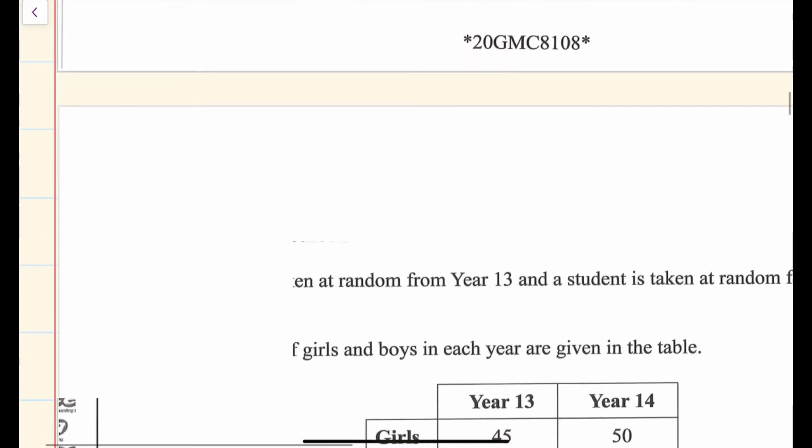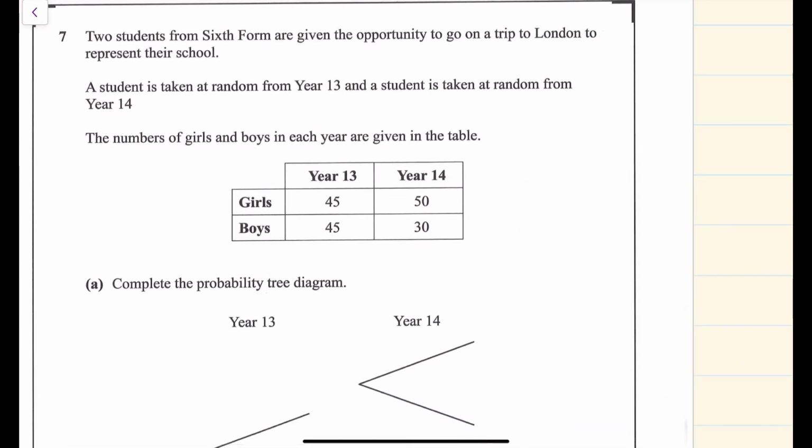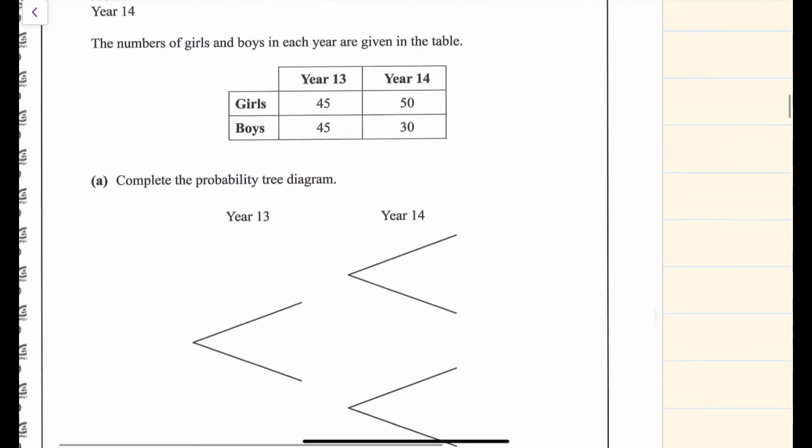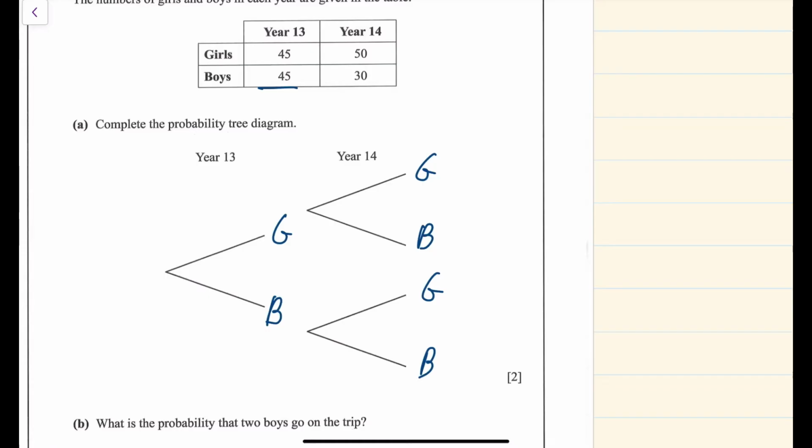Okay, next one, what are we on to? Question 7. 2 students from sixth form are given an opportunity to go on a trip to London to represent their school. A student is taken at random from year 13 and a student is taken at random from year 14. The number of girls and boys are given in a table. Complete the probability tree. Okay, so I'm going to have girls from year 13, and boys, and then girls and boys from year 14. So from year 13, there's a total of 90. From year 14, there's a total of 80.